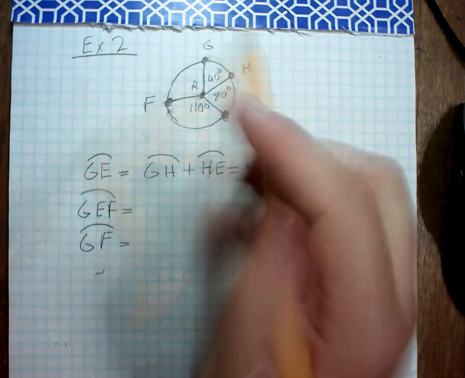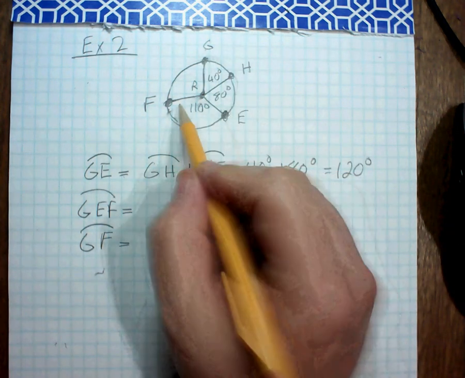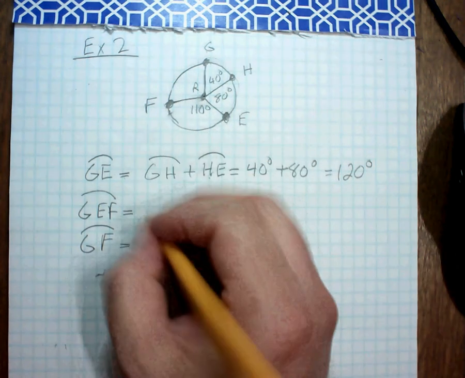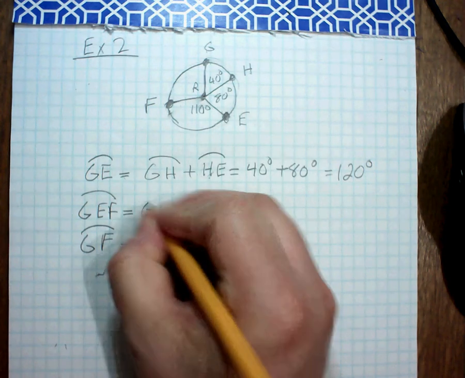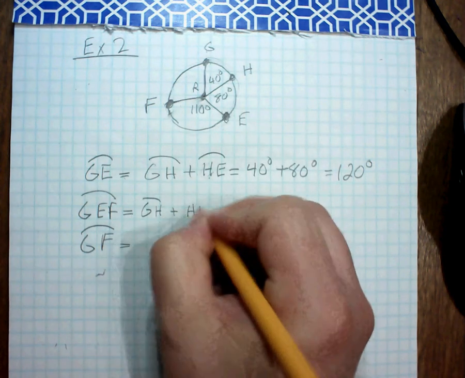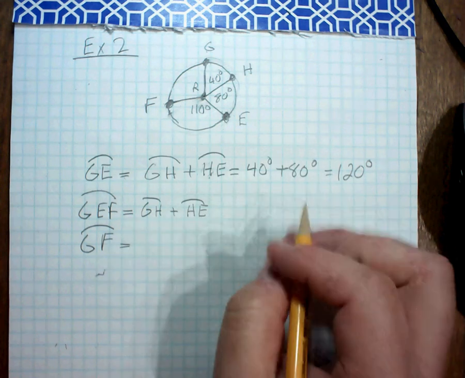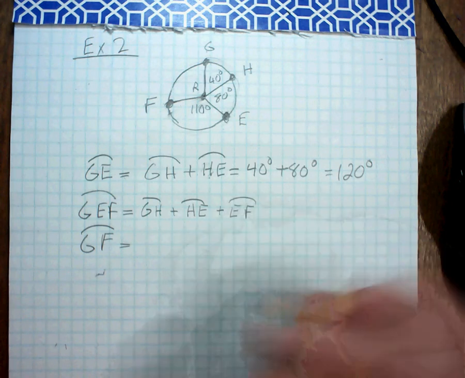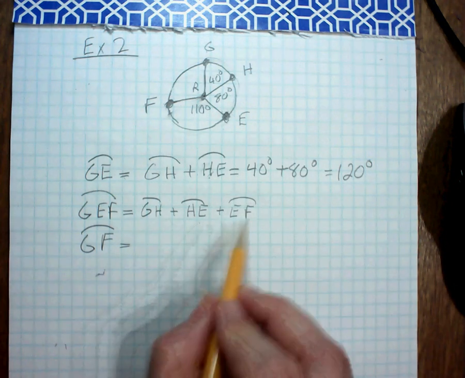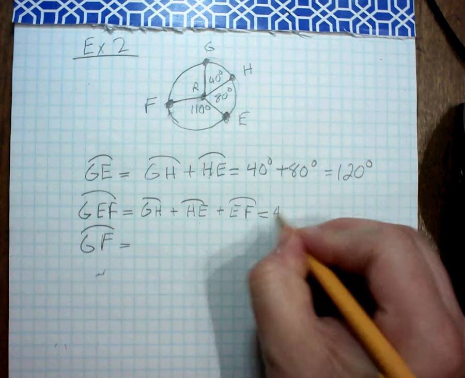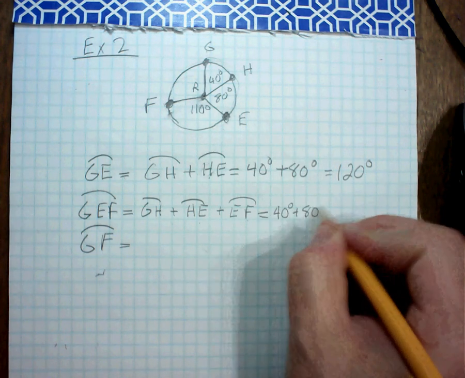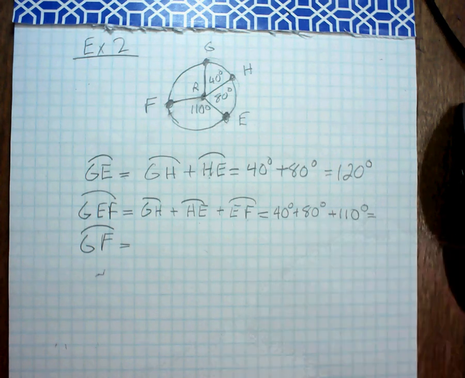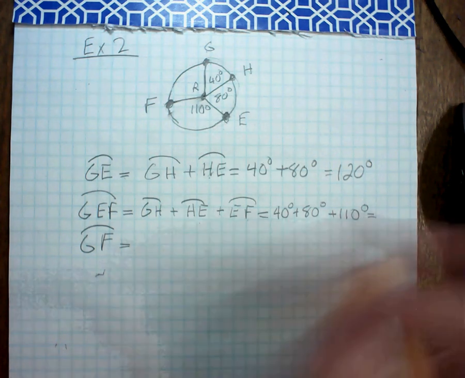Okay. Now GEF, you go in order, we're going to come around this way. GEF goes this way. So that's going to be a bunch of them. It's going to be GH plus HE and then EF. And notice I'm going GEF, right? So that's going to be 40 plus 80 plus 110, which, if my math is right, that should be 230 degrees.